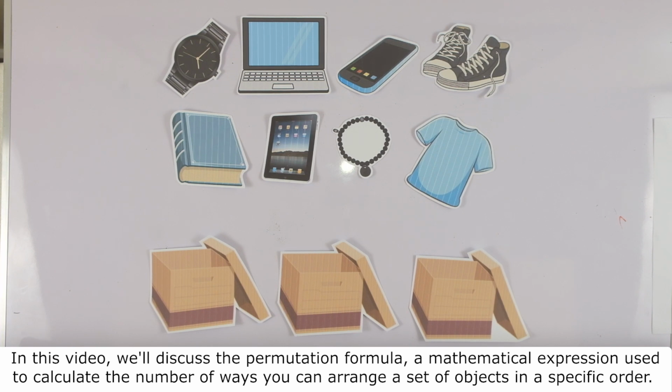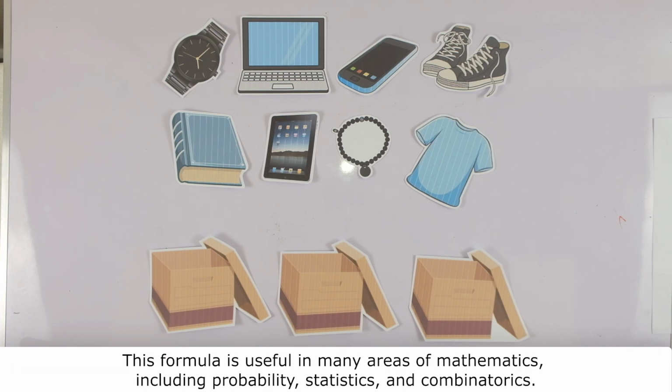In this video, we'll discuss the permutation formula, a mathematical expression used to calculate the number of ways you can arrange a set of objects in a specific order. This formula is useful in many areas in mathematics, including probability, statistics, and combinatorics.